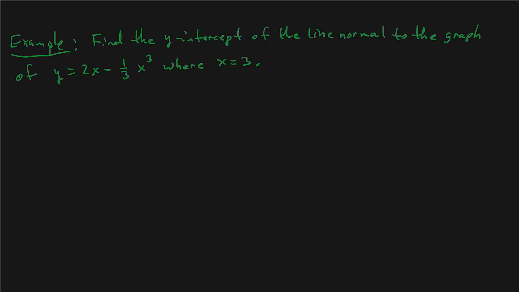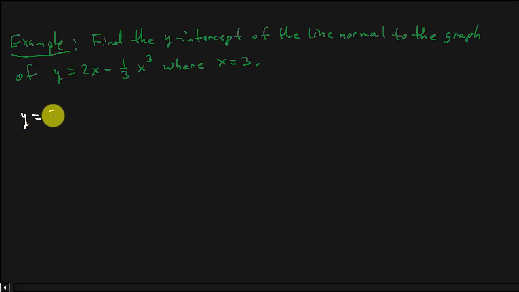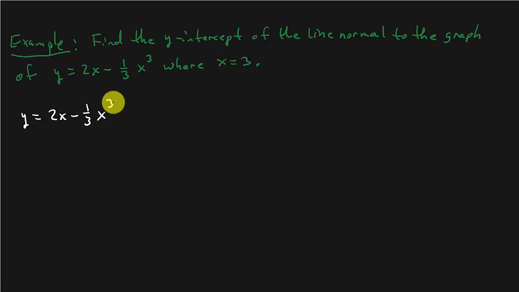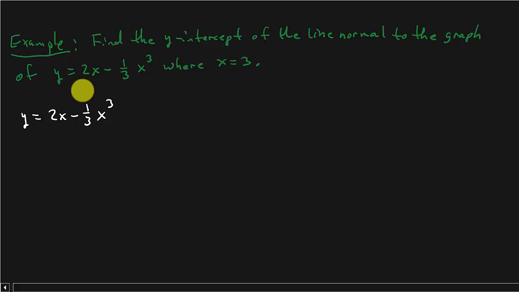So find the y-intercept of the line normal to the graph of y equals 2x minus 1/3 x cubed, where x equals 3. They're not asking us to find the normal line, they're asking us to find the y-intercept of the normal line. But to do that, we have to find the equation of the normal line. And so we have y equals 2x minus 1/3 x cubed. There's our curve. Now find the normal line to this graph.